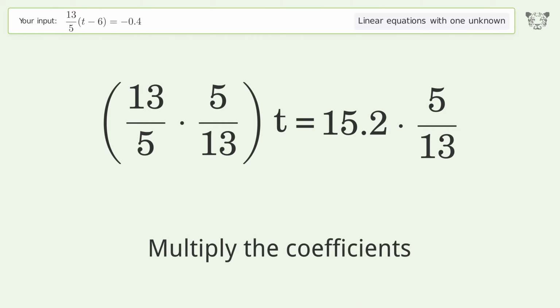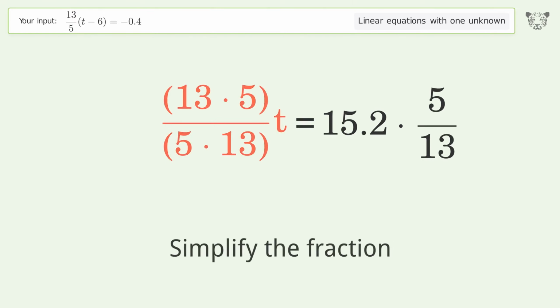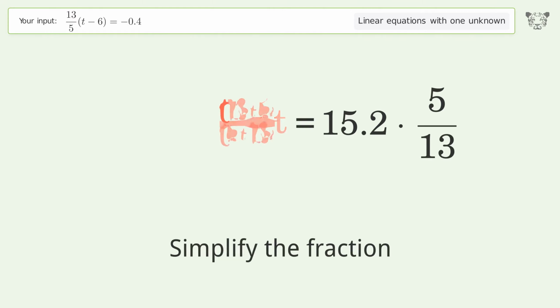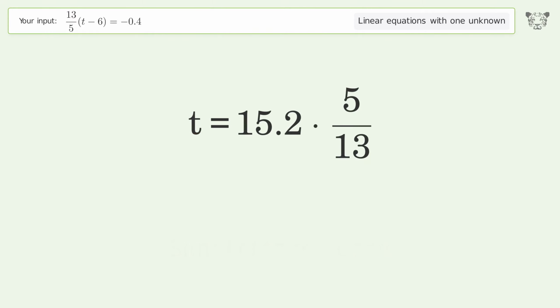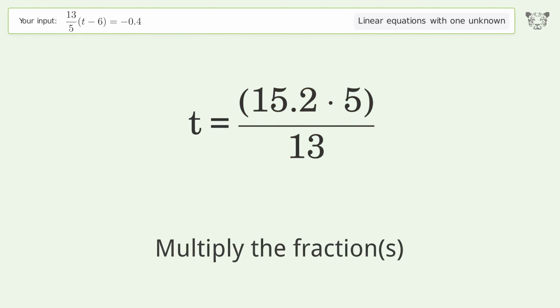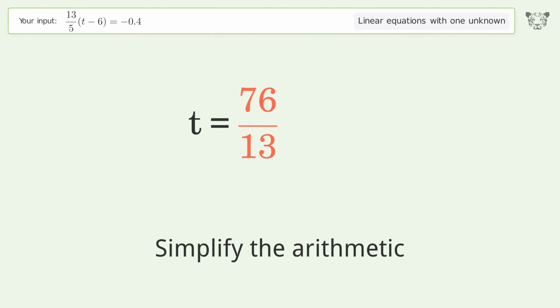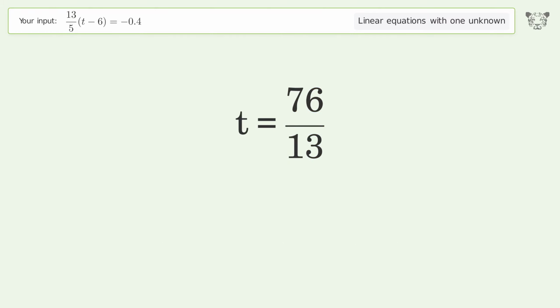Multiply the coefficients. Simplify the fraction. Multiply the fractions. Simplify the arithmetic. And so the final result is t equals 76/13.